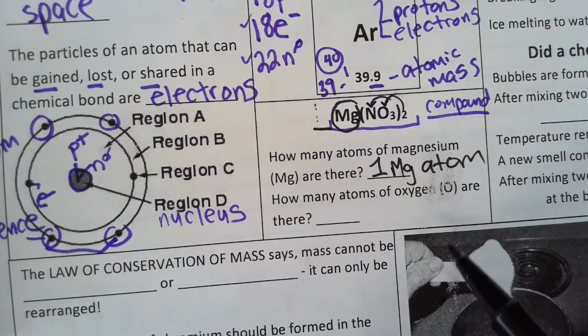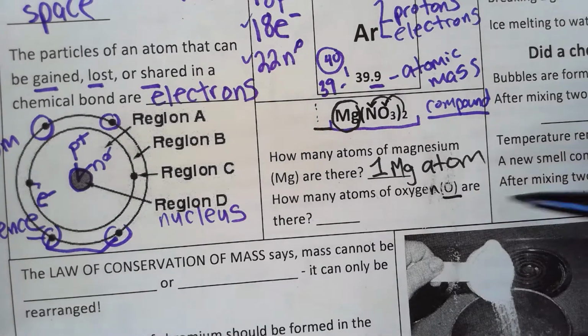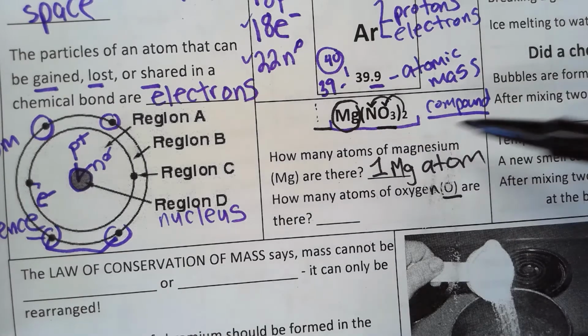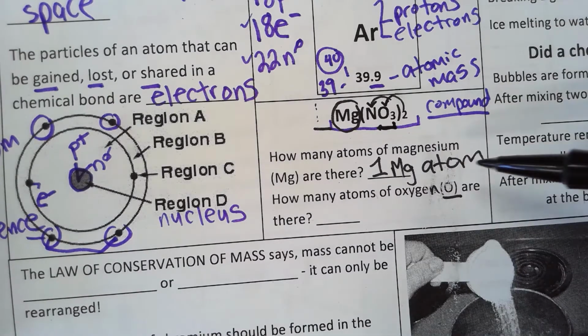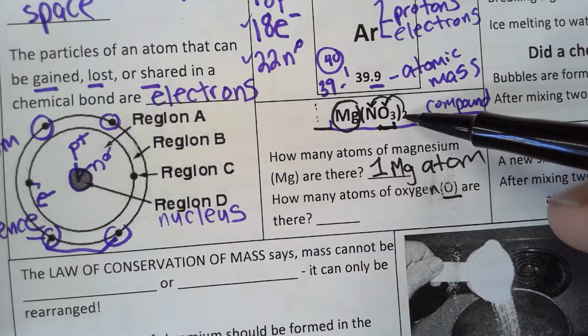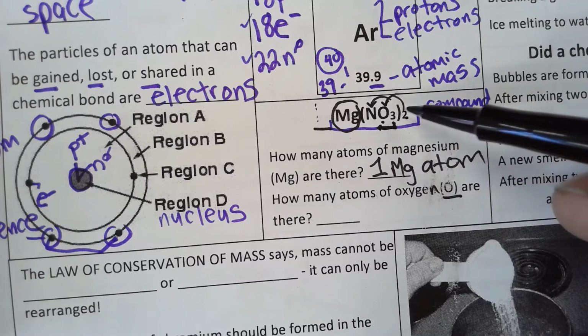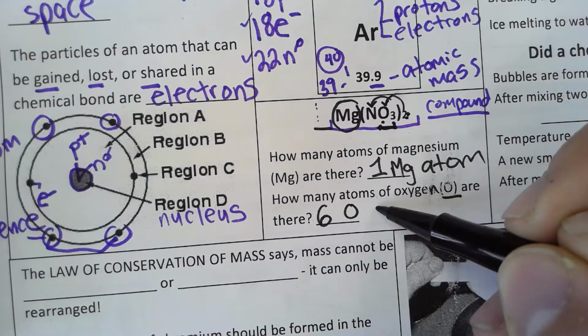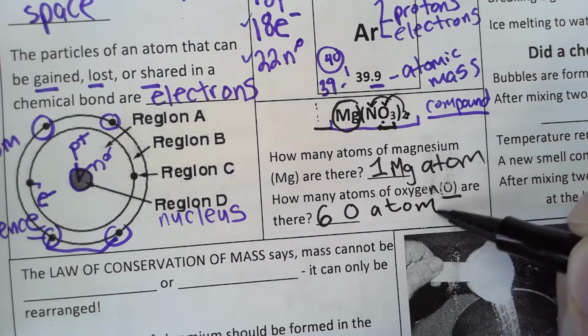How many atoms of oxygen, or O, are there? Okay, right now I see 3. But you have to multiply this 3 by this 2. So 3 times 2 equals 6. So there are 6 oxygen atoms in this compound.